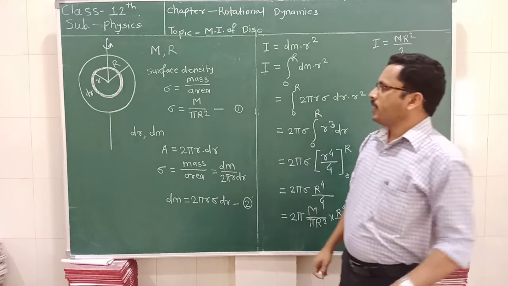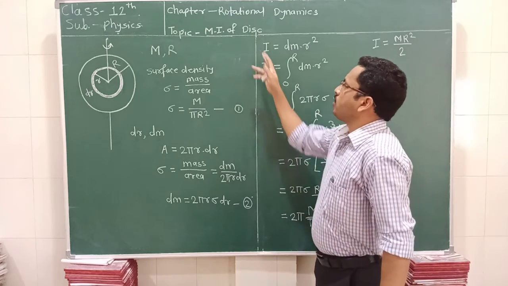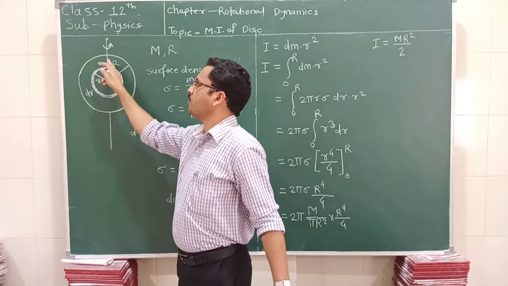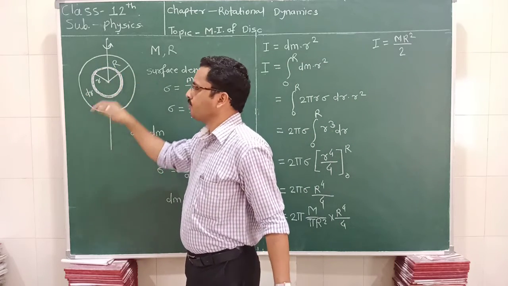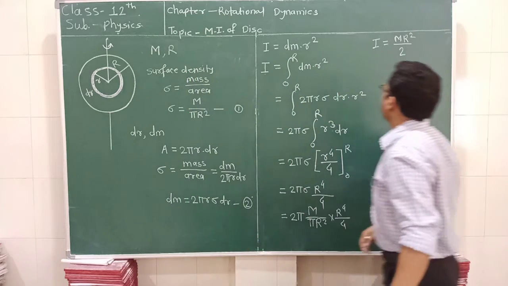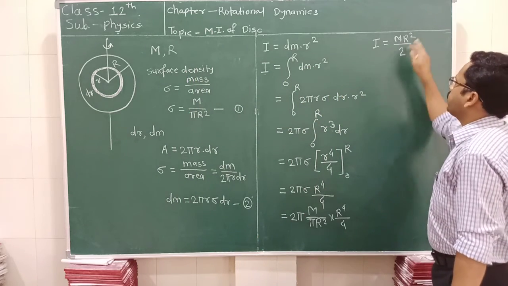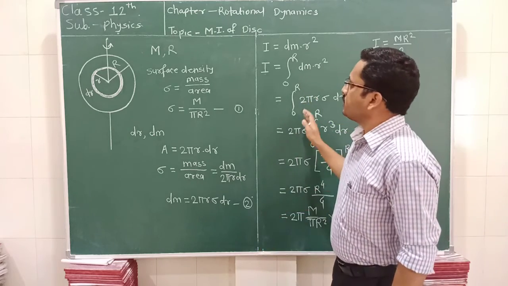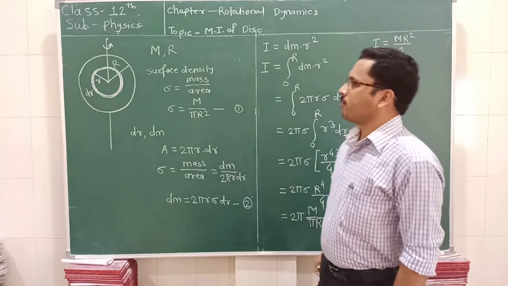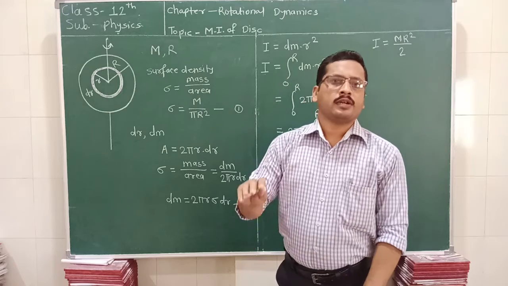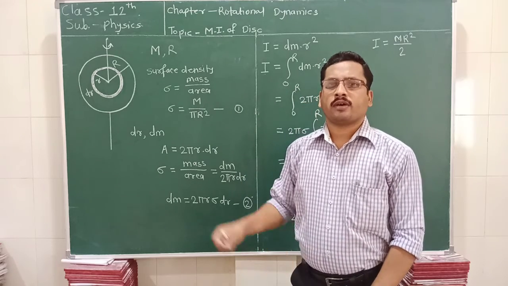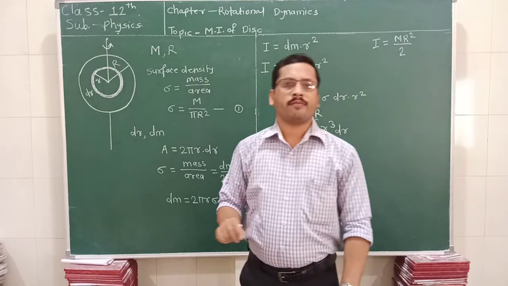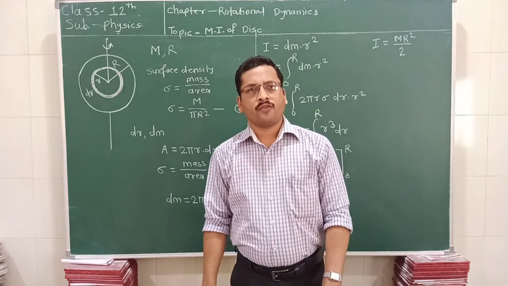So the moment of inertia of the disk about an axis which is perpendicular to the plane of the disk and passing through its center is equal to 1 by 2 M R square, or simply M R square by 2. In this section, we discussed the moment of inertia of the disk. In the next section, we are going to discuss important theorems, the parallel axis theorem and the perpendicular axis theorem.